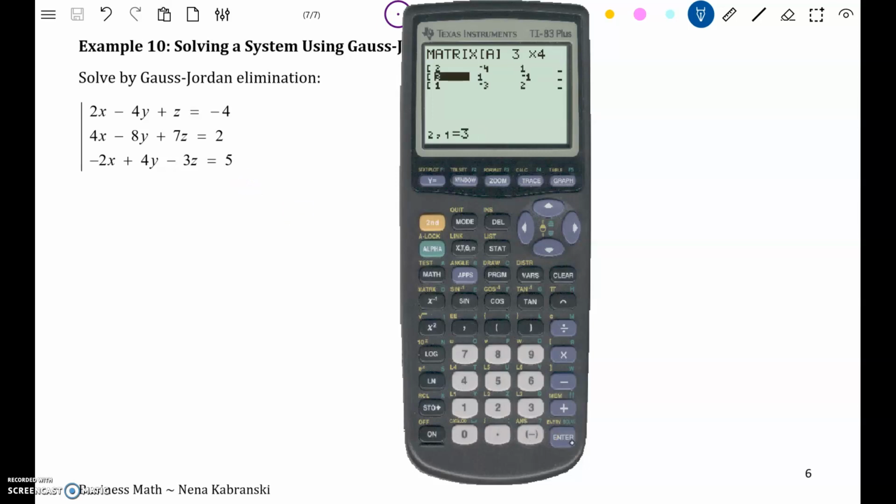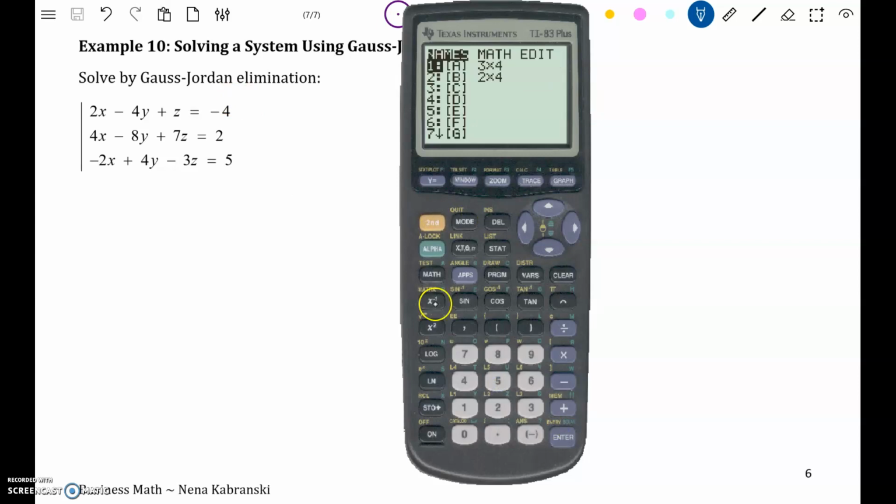4, and then 4, negative 8, 7, 2, and then negative 2, 4, negative 3, negative 2, that's not correct, that's a 4, and that's a negative 3, and that's a 5. So I put the correct matrix, quit.